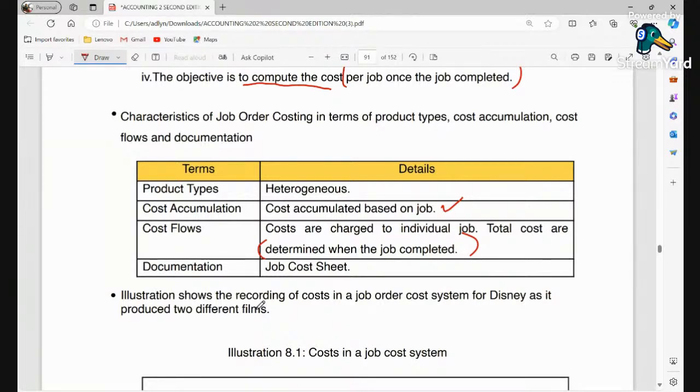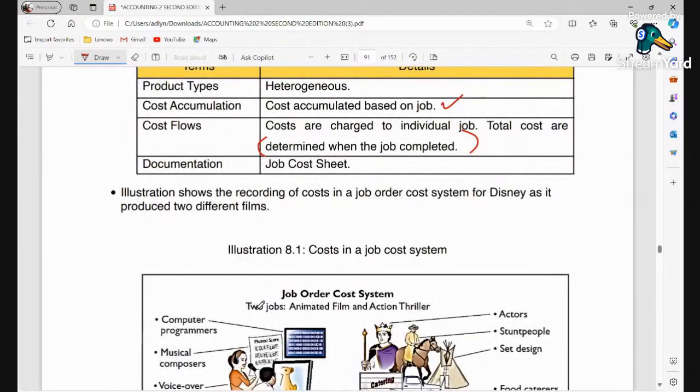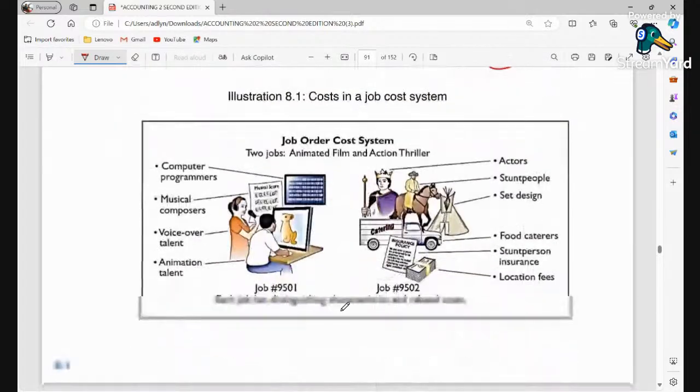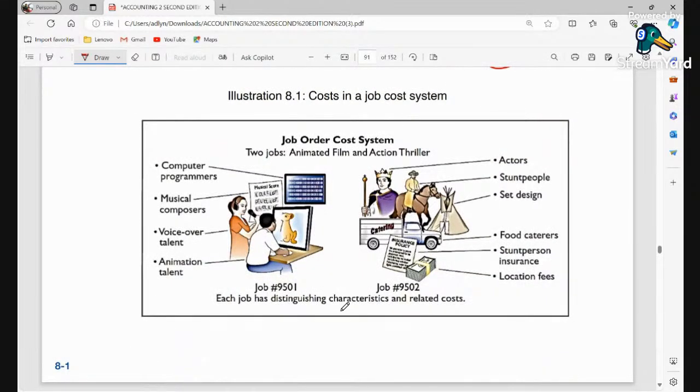Okay, you look at illustration 8.1. Cost in a job cost system. This illustration shows the recording of cost in a job order costing system for Disney. I think everyone knows what Disney is. Disney produces many types of films, so they give you two types of jobs.